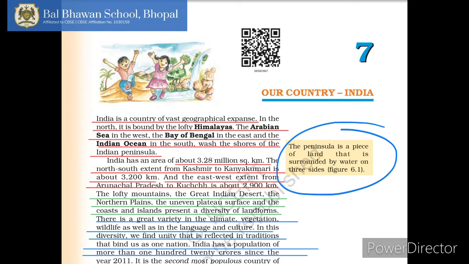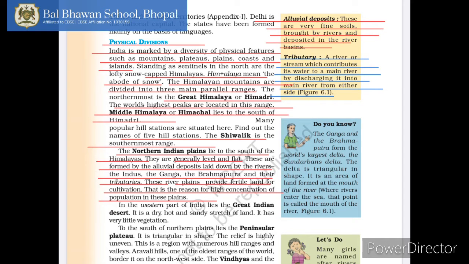India has an area of about 3.28 million square kilometers. In the previous video, I also discussed that the distance from Kashmir to Kanyakumari is 3200 kilometers, and the distance from Arunachal Pradesh to Kutch is 2900 kilometers. Today, in this video, you will be learning about the physical divisions of our country India.